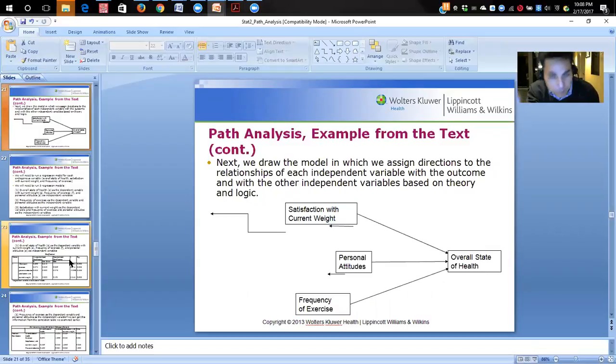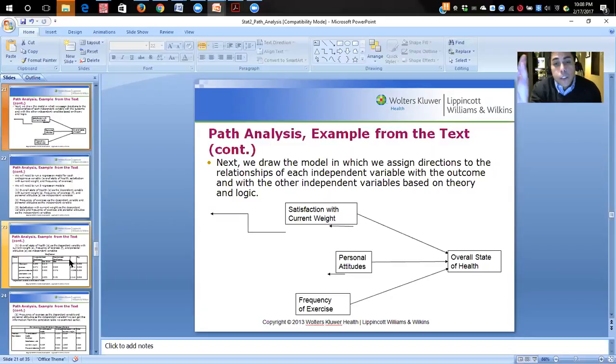it started. So if we started with satisfaction with current weight leading to overall state of health, you cannot go back again from overall state of health and put some arrow going back to your independent variable. It cannot be that way. So that is what path analysis is all about.